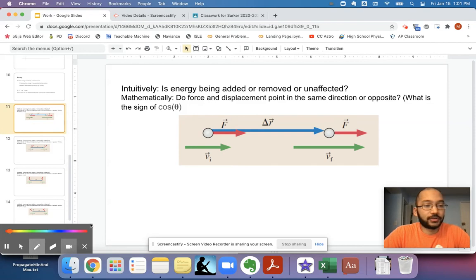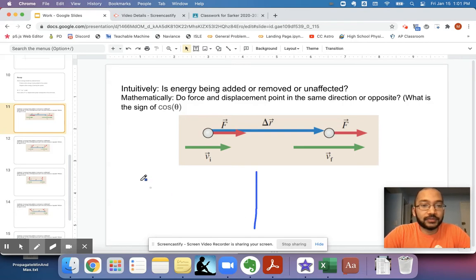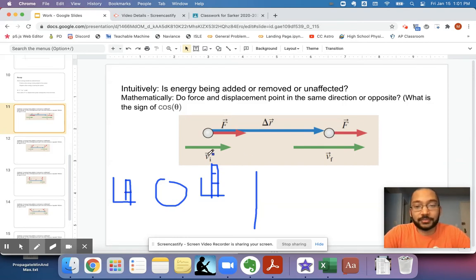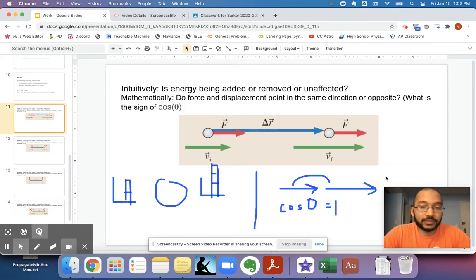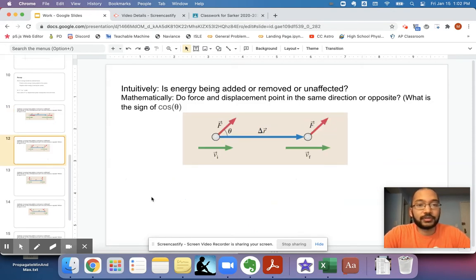Okay, hopefully you paused the video and tried it yourself. On the left, intuitively, like the LOL, this thing is speeding up. You have EK, and then there's more EK because the velocity is getting bigger. Mathematically, you have force to the right and displacement to the right. So the angle between them is going to be 0, and cosine of 0 is 1.